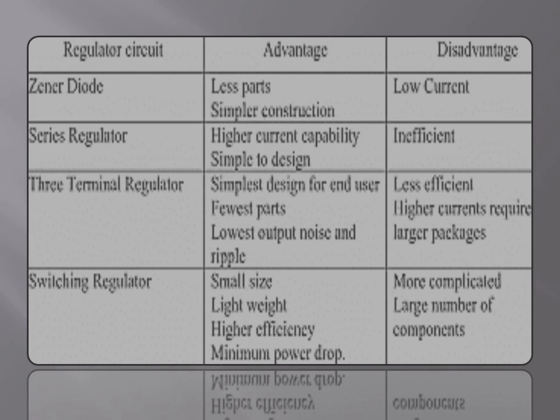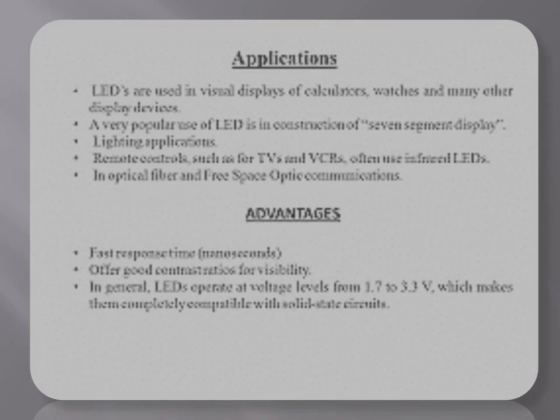And it has important advantages similar to a PN junction diode, very fast response even in nanoseconds, used for communication purposes, generally LEDs, and the voltage level increases from 1.7 to 3.3, which makes it easily accessible in solid state circuits.